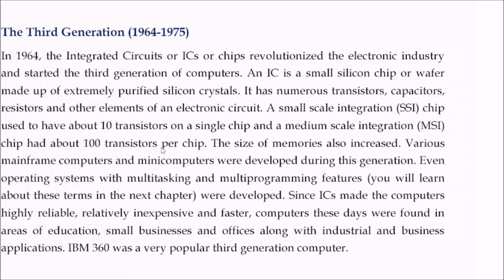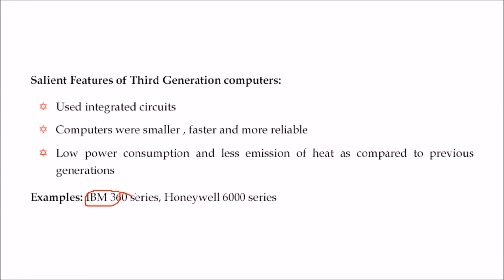IBM 360 and Honeywell 6000 series are third generation computers, and the salient feature of the third generation is that they used ICs, integrated circuits. The computers were smaller, faster and more reliable, and the power consumption and heat were low.